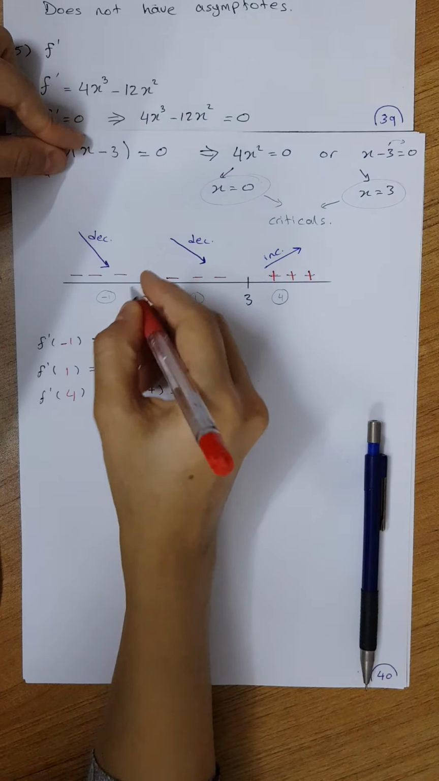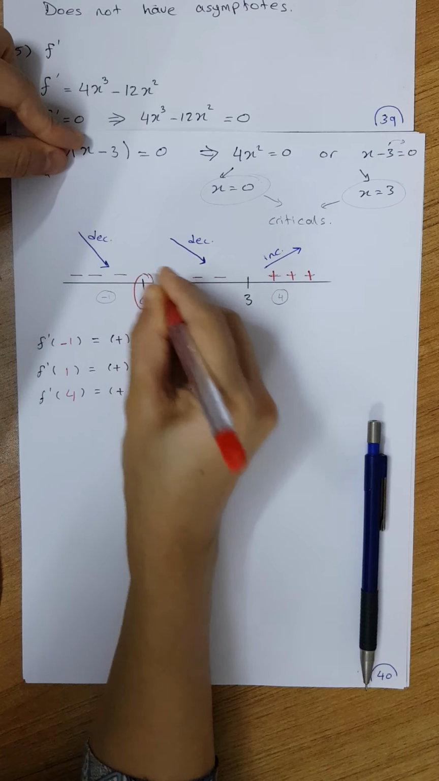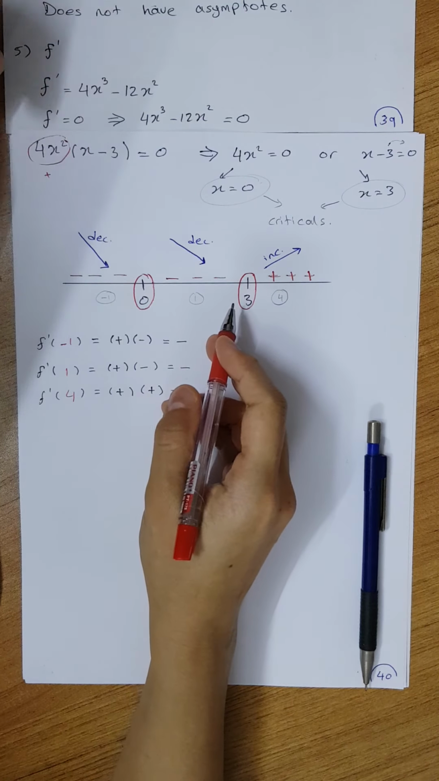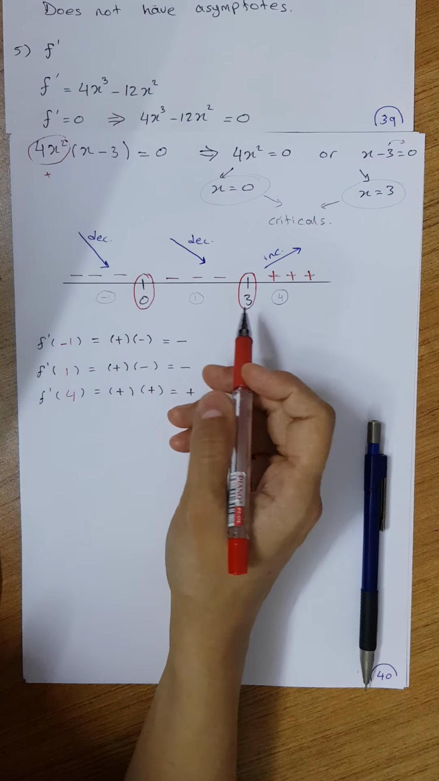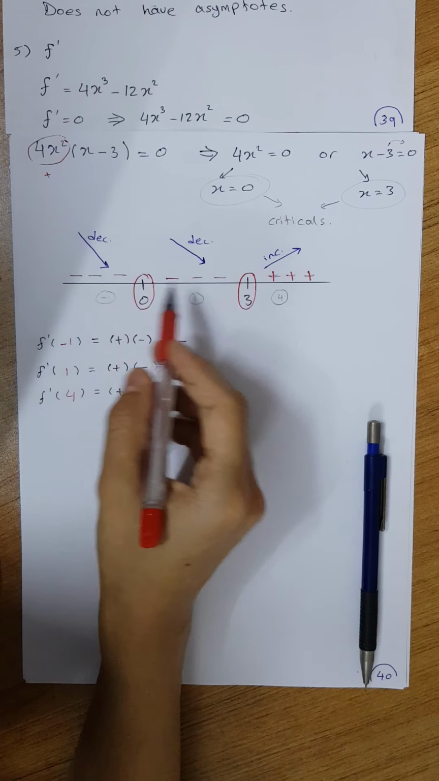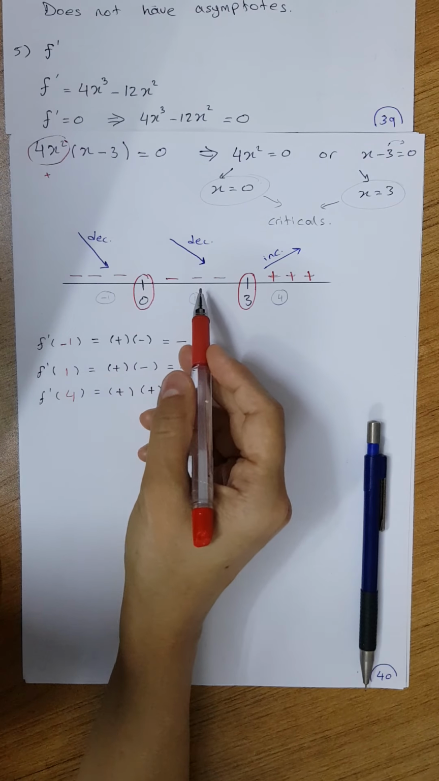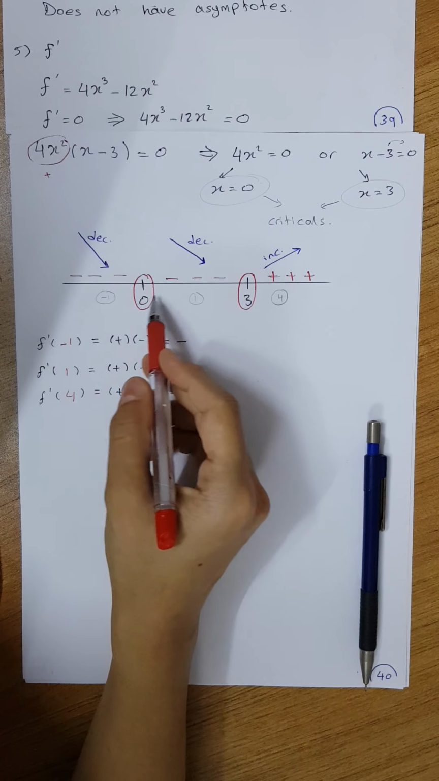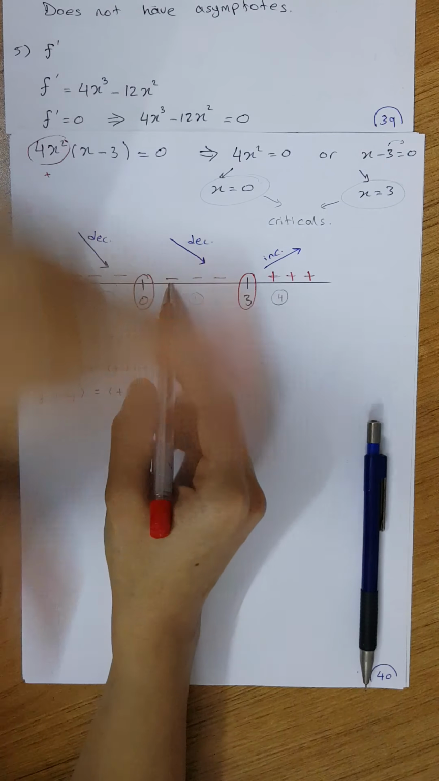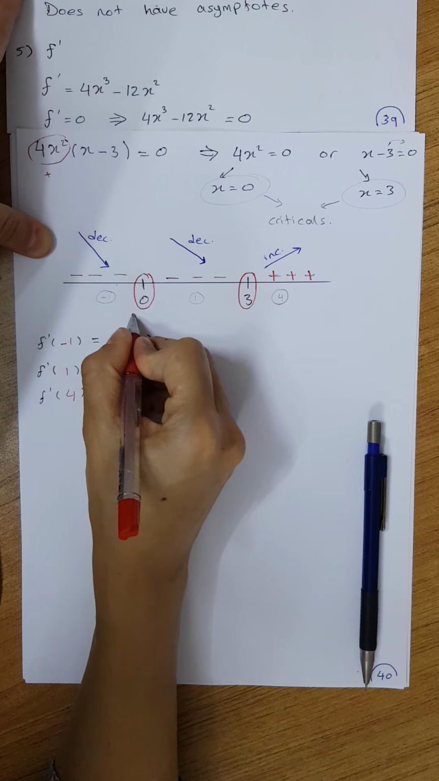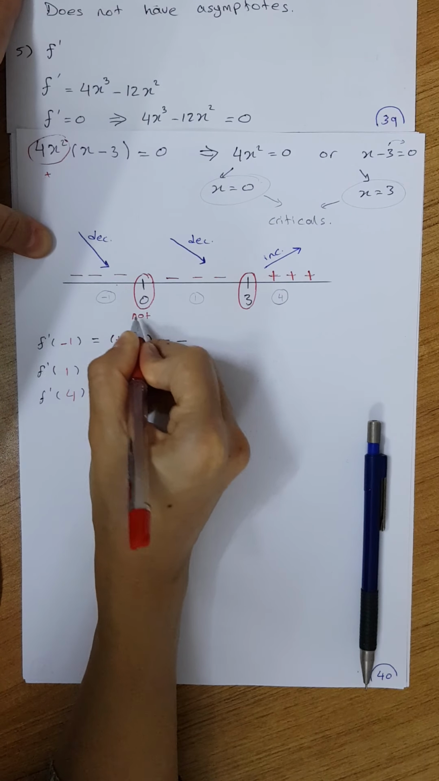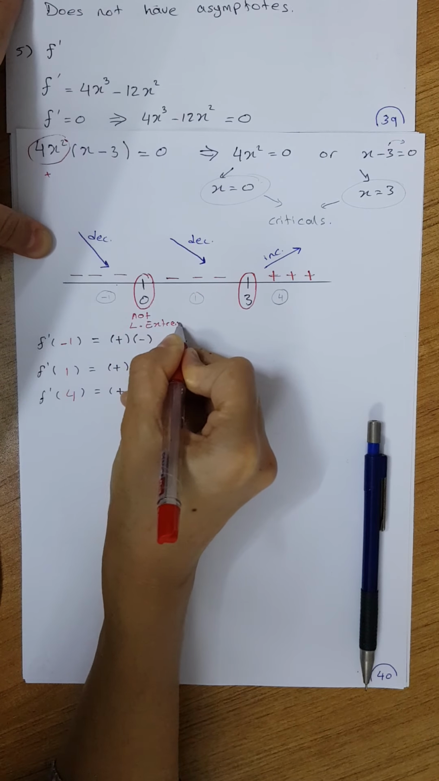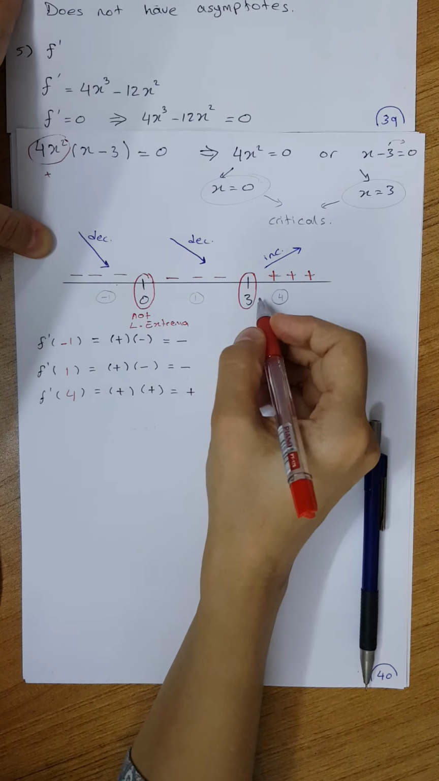Now what remains is to check whether each critical number is a local maximum or local minimum. How do I know that? Critical numbers become local maximum or local minimum if the sign changes from left to right. If it doesn't change, it is not a local extremum. If you look at 0, the sign is negative on both sides. Since the sign doesn't change, it is just negative, so it is not a local extremum. It's not a max, not a min. Let us look at 3.